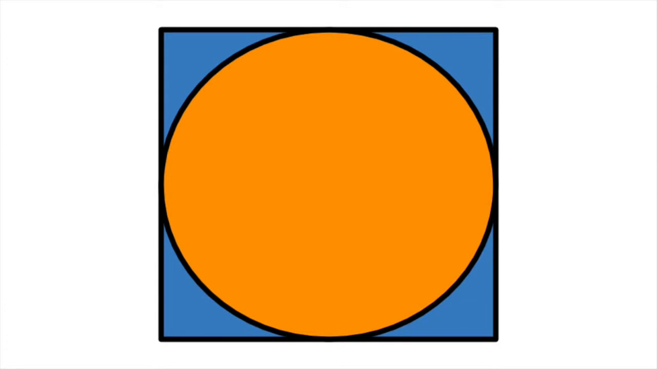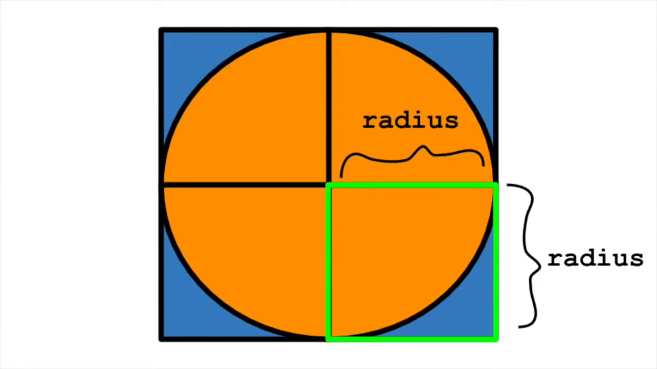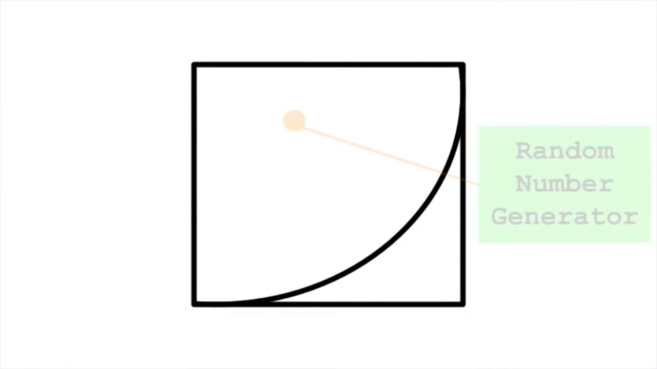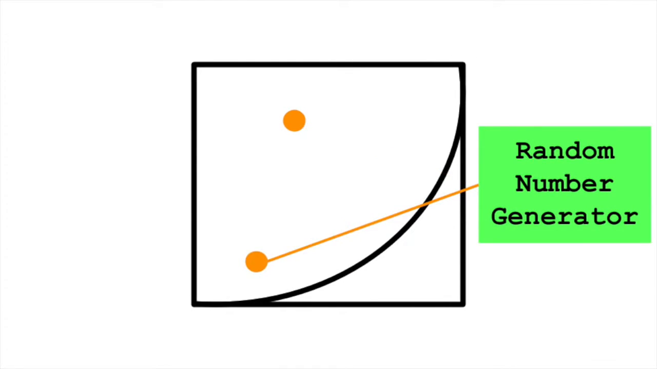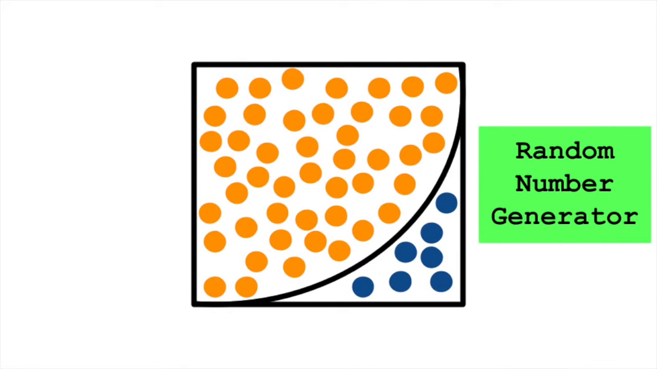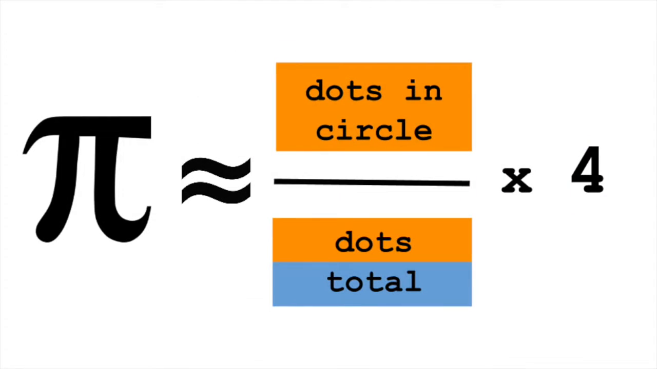First, imagine a square with a circle inscribed inside of it. Now divide this square up into 4 quadrants. The side length of each quadrant is the radius of the circle. To save time, we will use only one quadrant in our simulation. For some duration of time, we will place dots randomly in this quadrant. As we do this, our applet will approximate pi by dividing the number of dots in the circle by the number of dots total, and then multiplying that quotient by 4.